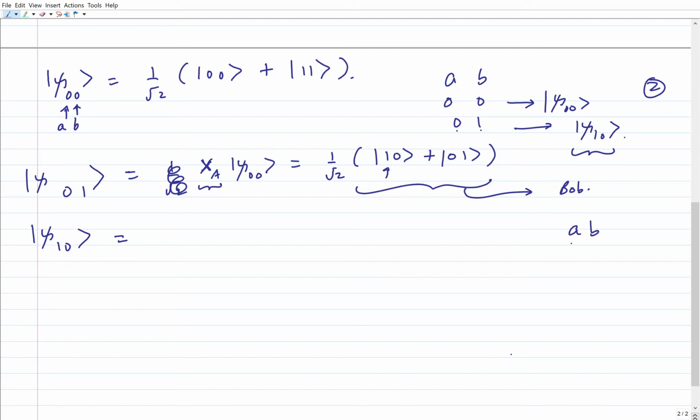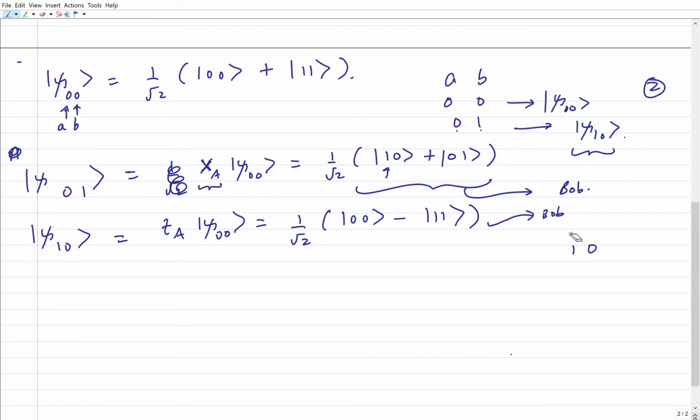Now, if Alice wants to send 1, 0, it's going to apply the Z operator to the initial state shared by Bob and Alice, and that's going to yield 0, 0 minus 1, 1, and going to send it to Bob. So I'm just going to say this is Alice, somewhere there is Bob. You get the point. So this was for sending 1, 0. I'll just mark it down here, A, B. And all these states are being sent to Bob.